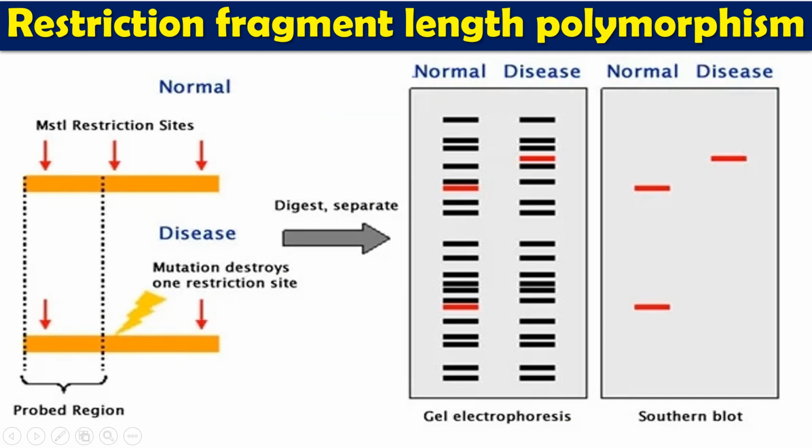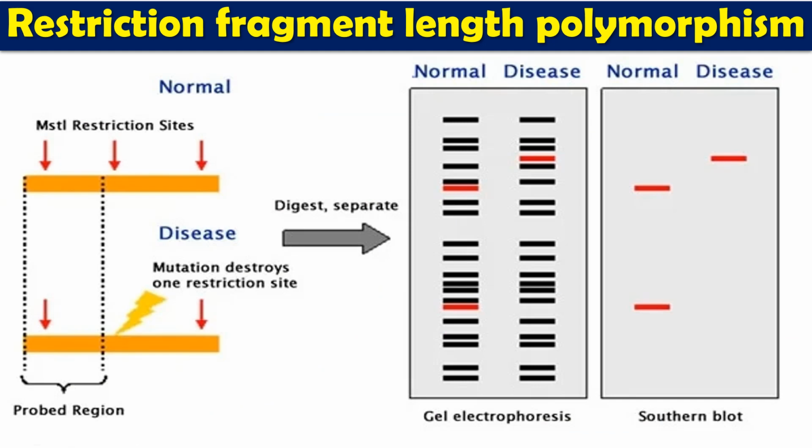So you can see that whatever DNA fragment is present in the normal case, the same DNA fragment is present in the abnormal case also, except a few bands. Like this band is absent in the abnormal case. This DNA is absent in the abnormal case, but present in the normal case. So this is a mutated DNA. So you can see 3 bands which are different in all the 3 cases.